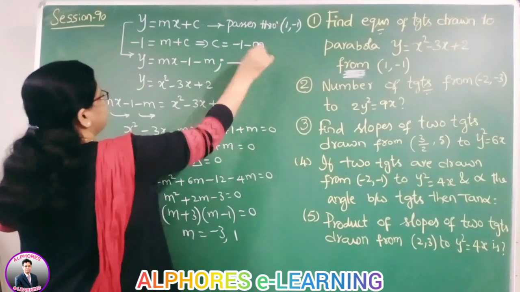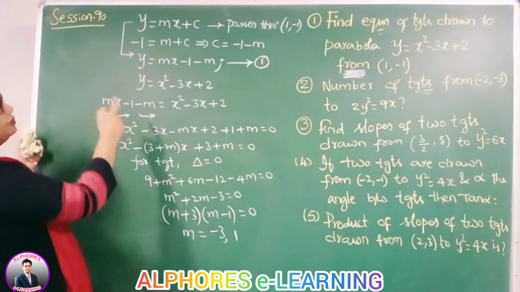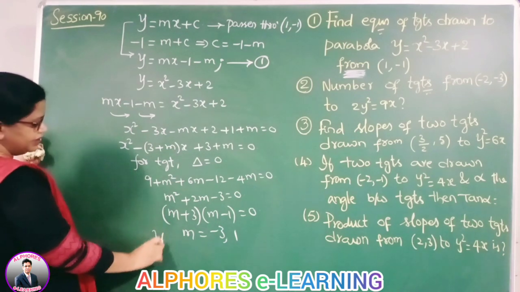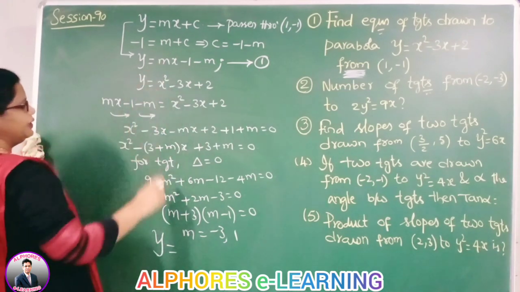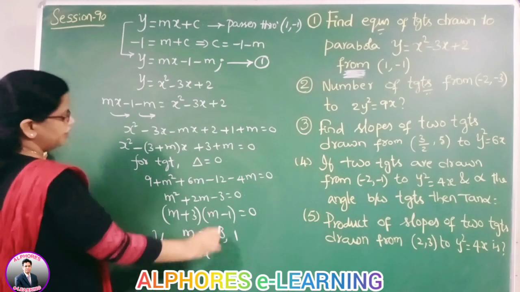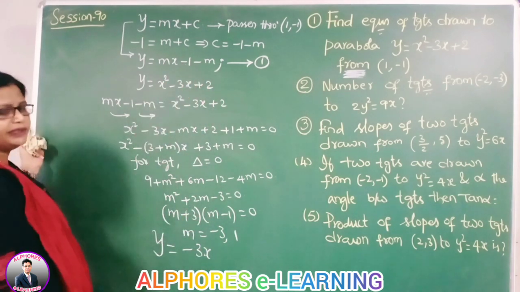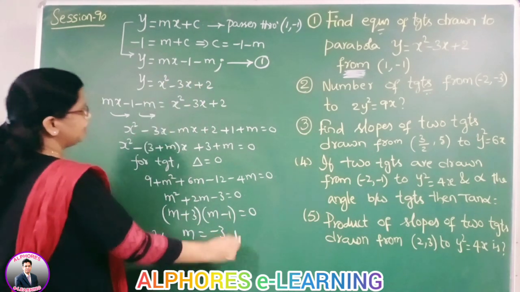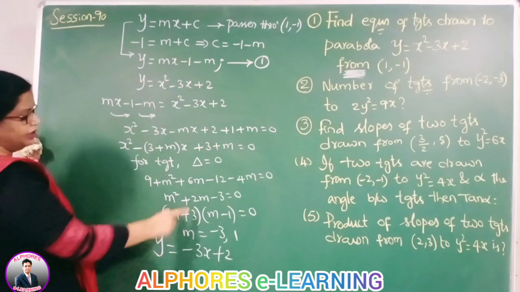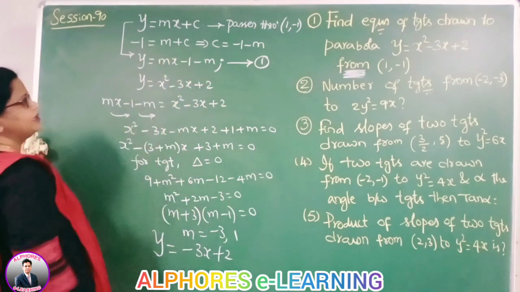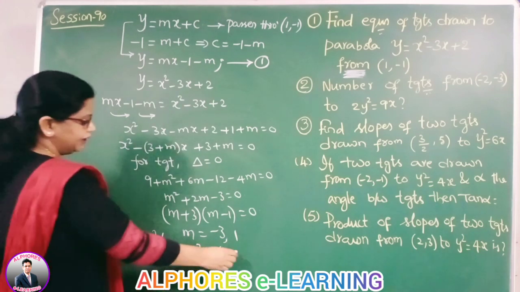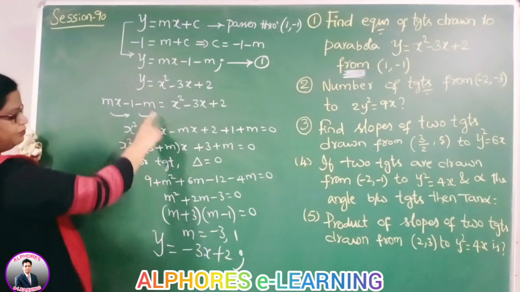This is if equation 1 we consider. If we substitute, y equal to, what is the value here? Minus 3x, and minus 1 minus m, if I put here plus 3. Therefore, it is 2. And the other tangent is m equal to 1.